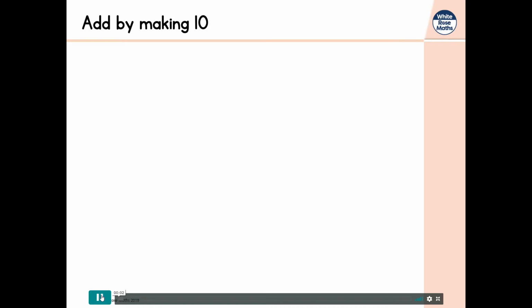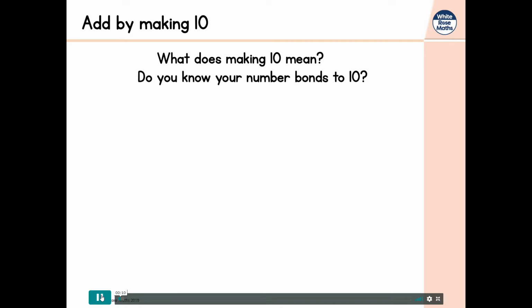Today we're going to look at add by making 10. But what does making 10 mean? Do you know your number bonds to 10? Well, I hope so, and we're going to review them. Because in order to add by making 10, you need to use your number bonds to 10.